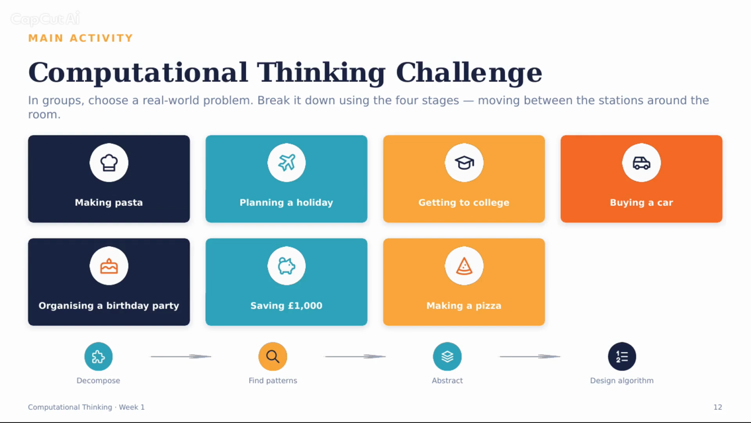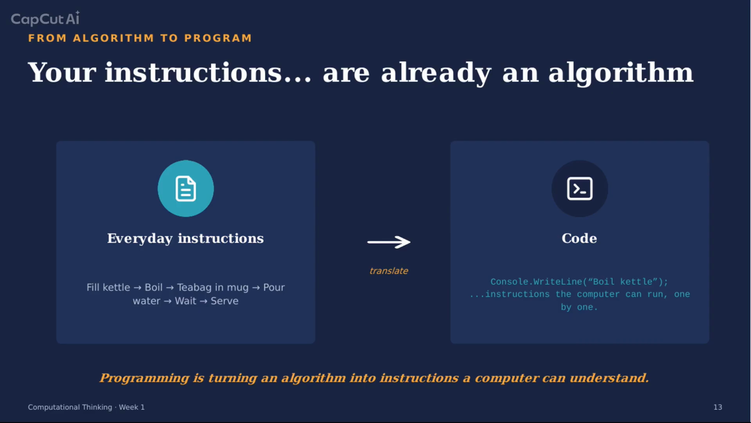Now here's something that might surprise you. If you wrote out the tea making steps just now, you've already written an algorithm. And an algorithm is basically one small translation away from being a computer program. Fill kettle, boil, teabag in mug, pour water, wait, serve. That's the same shape as a piece of code. Programming is simply turning an algorithm into instructions a computer can actually understand and execute.